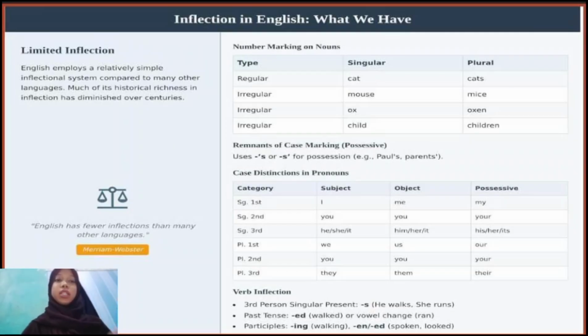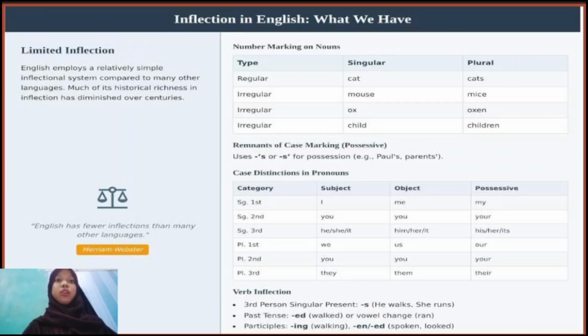So on this slide, we can see that English has very limited inflection, and inflection means changing the form of words to show grammar. English used to have many endings, but most of them disappeared. So today, English is much simpler compared to older languages.